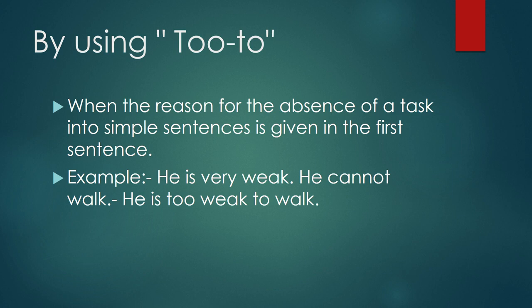For example, he is very weak, he cannot walk. So he cannot walk. Why? Because he is very weak. So the reason is given in the first sentence. So you can combine these two sentences by using to. He is too weak to walk.